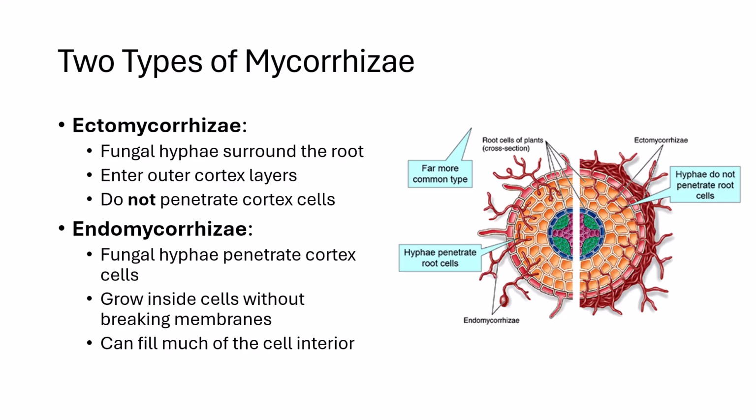There are two types of mycorrhizae you'll be looking at: ectomycorrhizae and endomycorrhizae. In ectomycorrhizae, the fungal hyphae form a sheath around the root and extend into the outer cortex, but they do not enter the cortex cells themselves. In endomycorrhizae, the fungal hyphae actually penetrate into the cortex cells. They grow inside the cells without breaking the cell membrane and can fill much of the cell's interior.